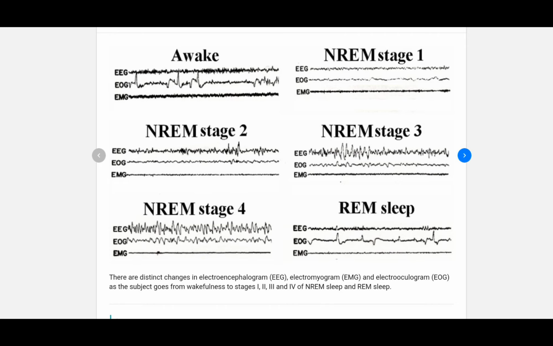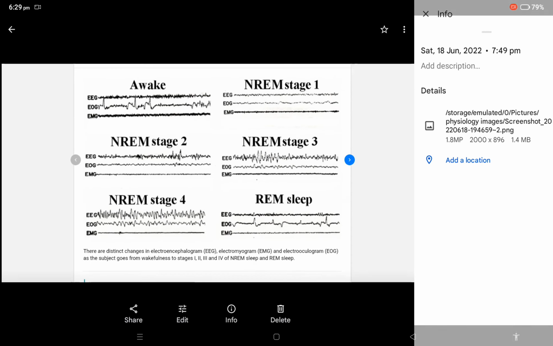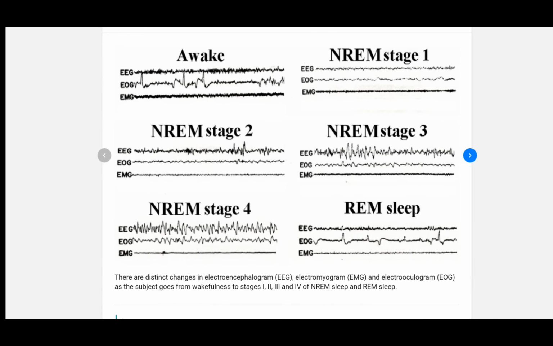In stage 1 there are theta waves, then sleep spindles and K complexes in stage 2, and in stage 3 we have more increased amplitude delta waves. And stage 4, here also we have the increased amplitude of the waves. Then comes the REM sleep.